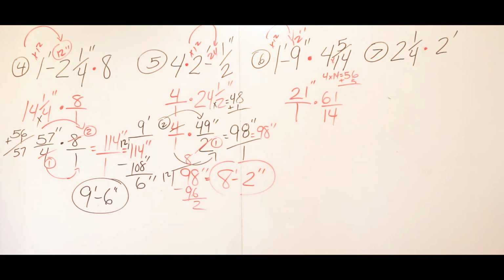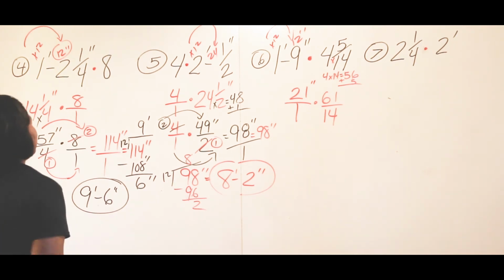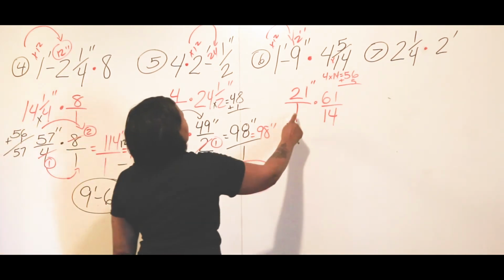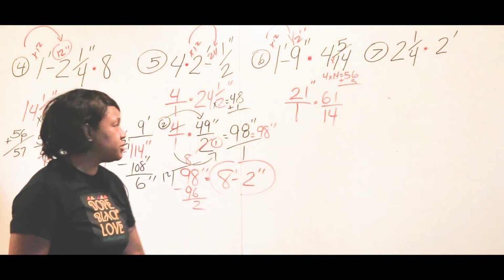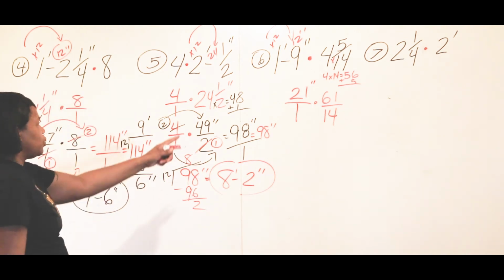So now we cross reduce if we can. Can we cross reduce 1 and 61? No, we cannot. It's in its lowest terms. There's no number that can go on a 1 and 61 evenly. It'll be redundant all day long. Don't take that route. So 21 and 14.